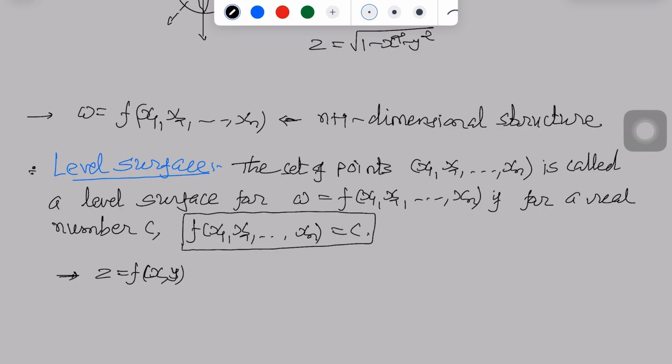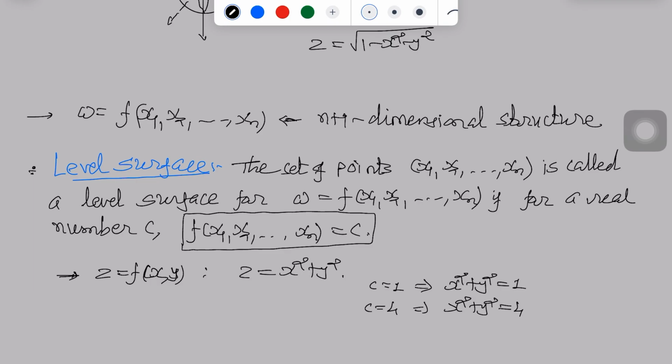Right. For example, my function is, say, z is equal to x square plus y square. Then how does z is equal to x square plus y square look like, and which are its level surfaces? So for level surfaces, what we do for a real number c. Suppose c is equal to 1, then the corresponding level surface is x square plus y square equal to 1. When c is equal to, say, 4, then x square plus y square equal to 4.